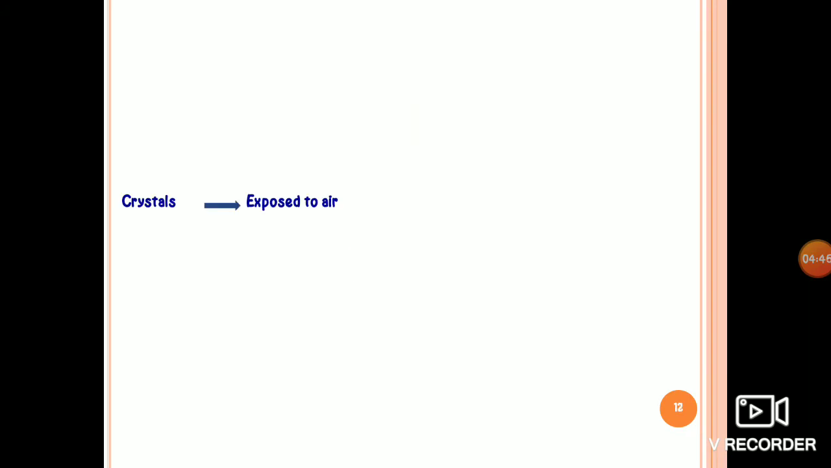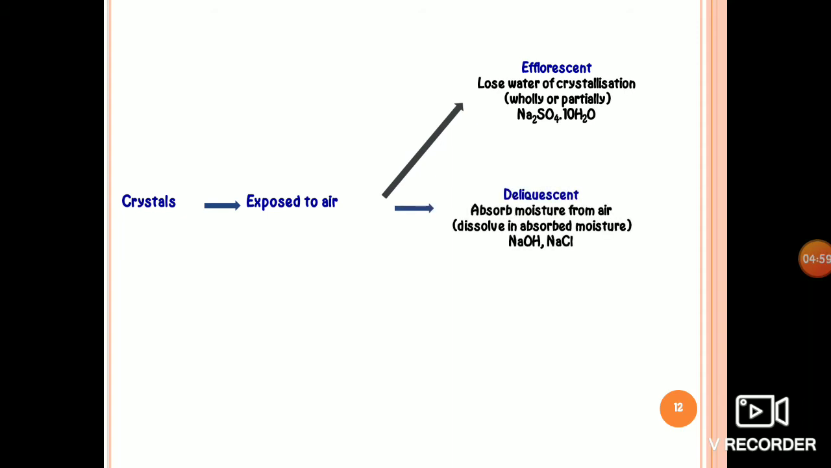So there are three types of crystals. First, when crystals are exposed to air, they lose water of crystallization partly or wholly, known as efflorescent. Some crystals when exposed to air absorb moisture and completely dissolve, change their state, and are known as deliquescent crystals. And lastly, some crystals when exposed to air absorb moisture but they do not dissolve and they do not change state, and are known as hygroscopic crystals.